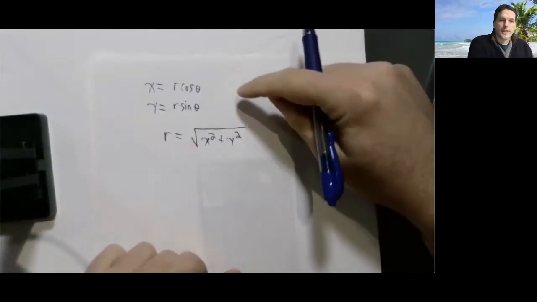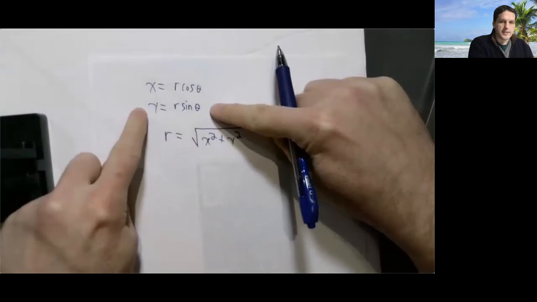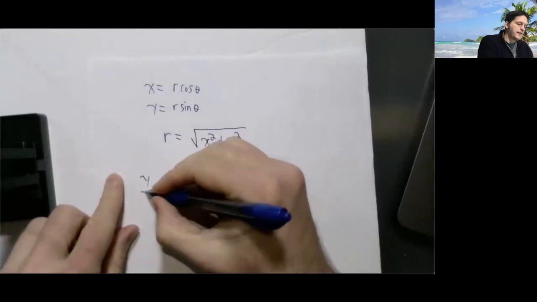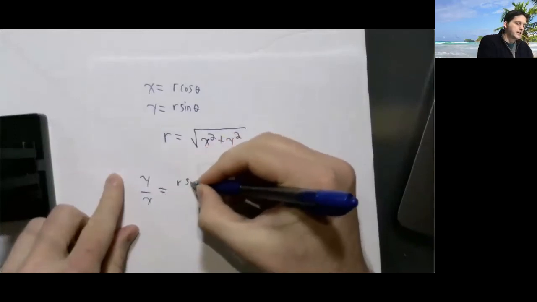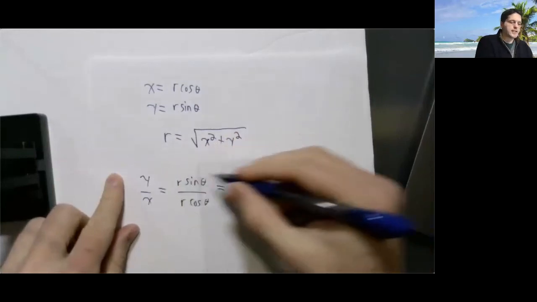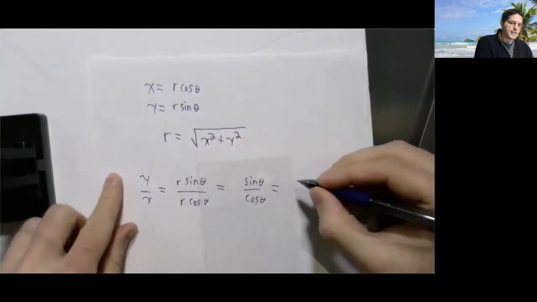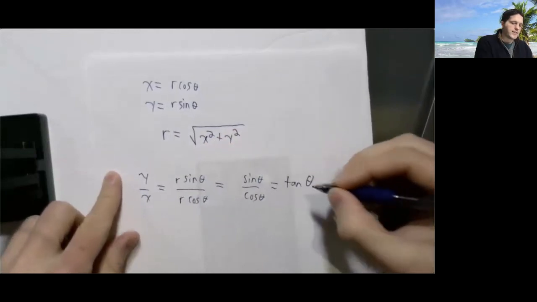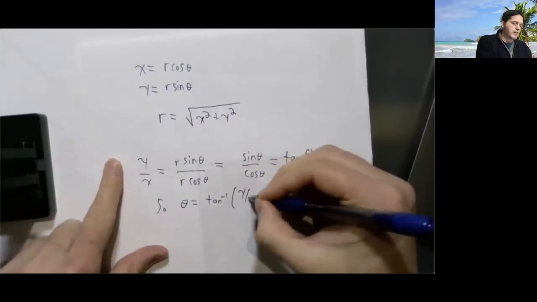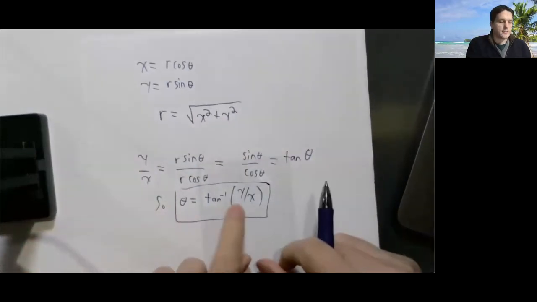This is how we can compute r if we're given x and y. And what about theta? If we're given x and y, how do we compute theta? Well, if we divide both sides of this equation by the corresponding sides of this equation, we get y over x equals r sine theta over r cosine theta. And the r's cancel out, so this is just sine theta over cosine theta, and that's just the tangent of theta. So theta is the inverse tangent of y over x. This tells us how to recover theta if we're given x and y.